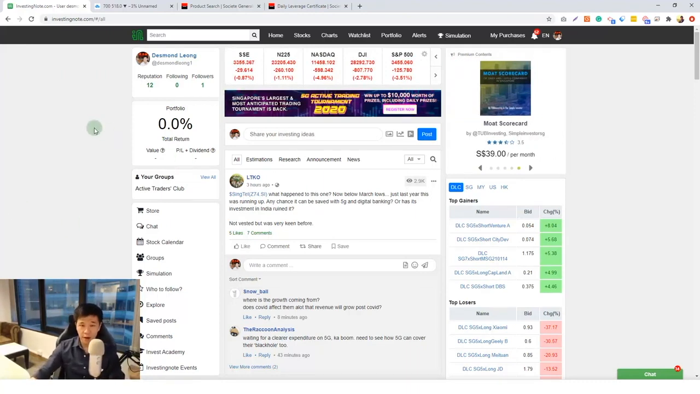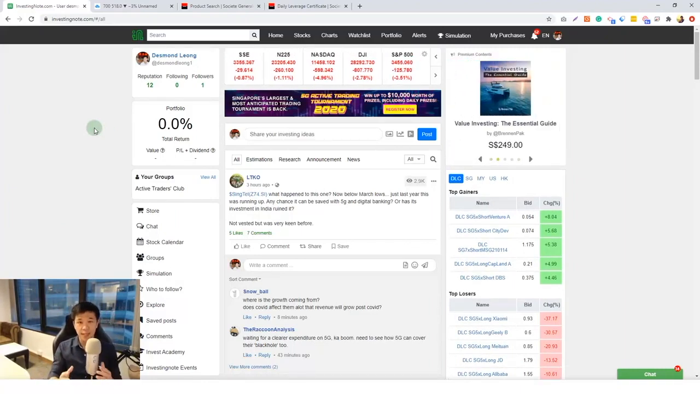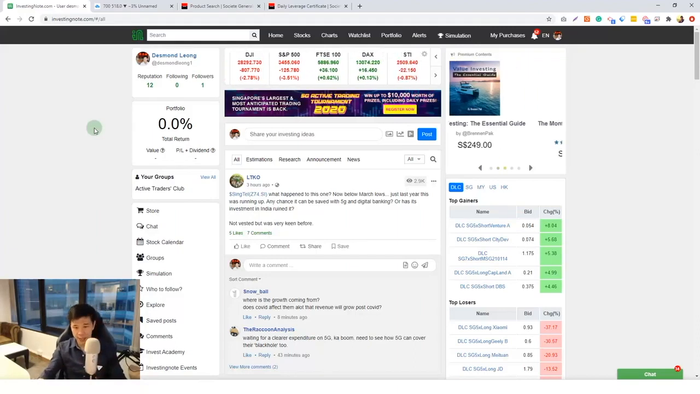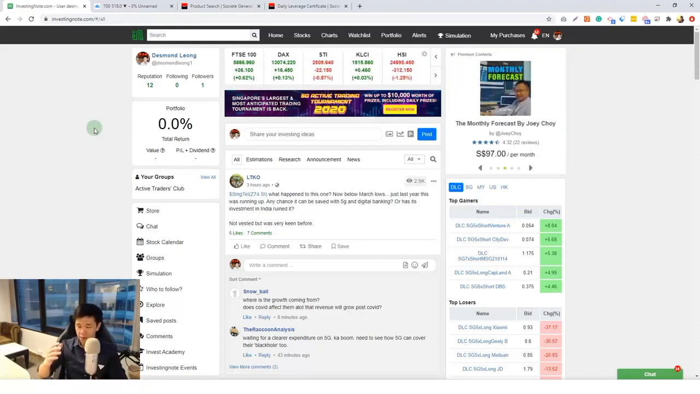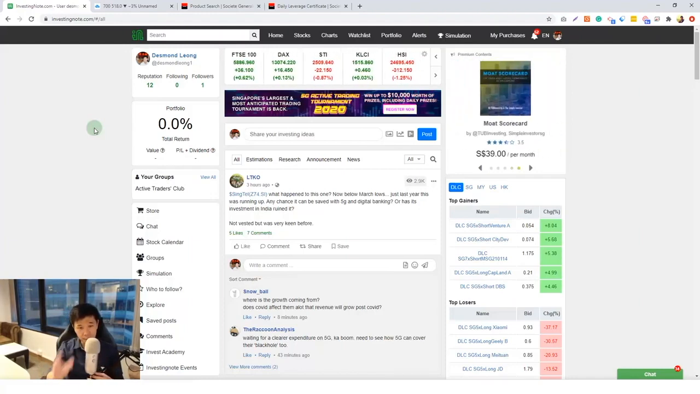Now we are on Investing Note. So the concept of DLC is very simple. You basically have to focus on the underlying. What do I mean by the underlying? If I think that DBS is going to go up, or if I think that Singtel is going to go up, all I need to know is to look at the DBS, look at the Singtel charts. That's all I need to do.